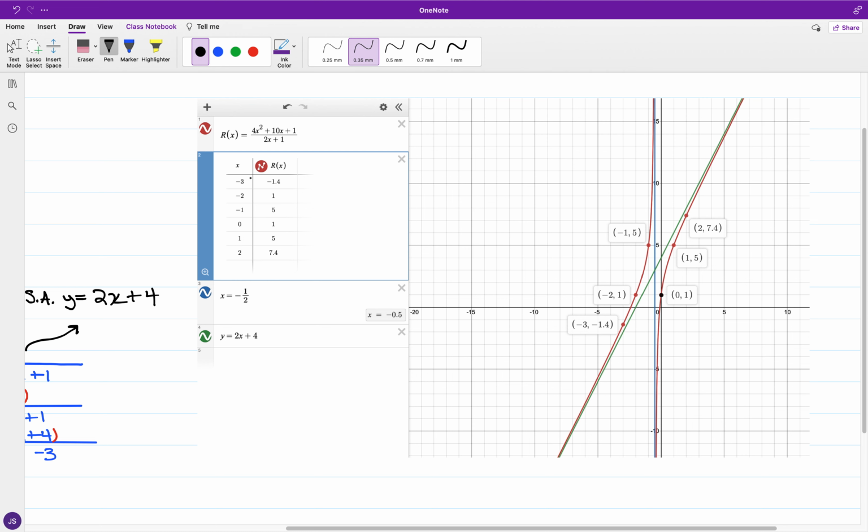What I've done is include some ordered pairs. Among your ordered pairs, you have -3, -1.4, -2, 1, and -1, 5, and all three of these sets of coordinates will be to the left of the vertical asymptote. To the right, I have 0, 1, which is on the y-axis and also on the graph of the rational function's right half portion. Then we have 1, 5, and also 2, 7.4, just to name a few of these particular points.